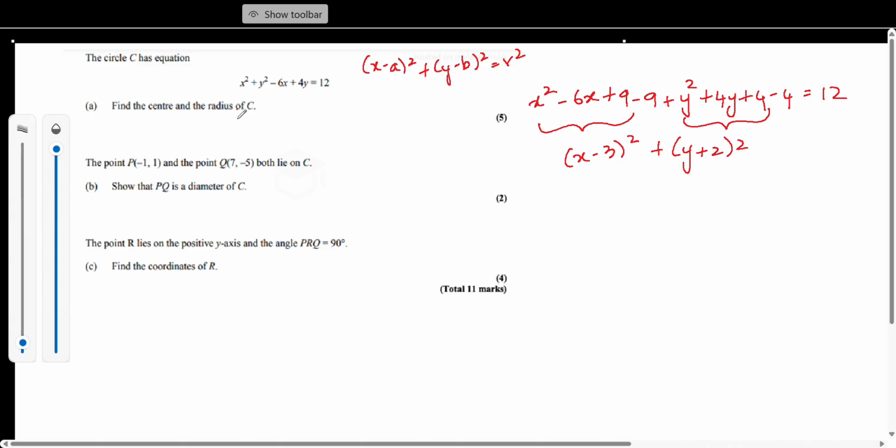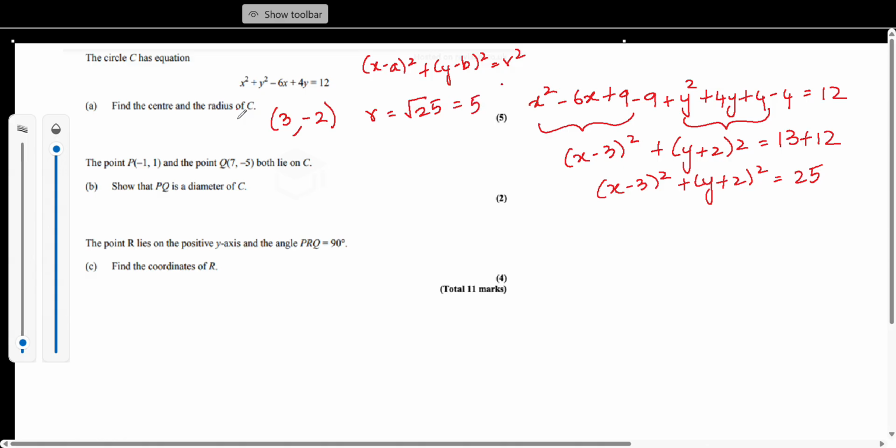There is a minus 9 and a minus 4 here, which when it goes to the other side will become plus 13. So we have got (x minus 3) the whole squared plus (y plus 2) the whole squared equal to 25. This exactly matches with the general equation of the circle. So now the center's coordinate should be (3, minus 2) and r squared is 25, so r is root 25, which is 5.